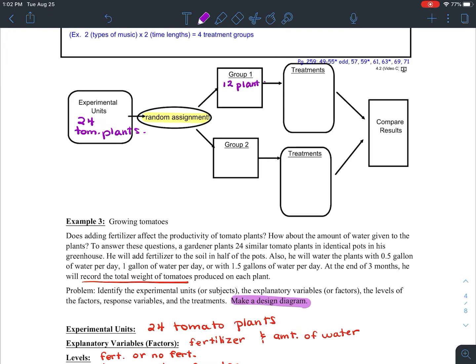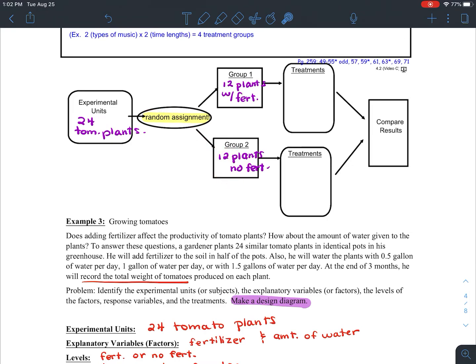Okay, one of the two groups. So one group of 12 plants will receive fertilizer. That'll be the group that'll get fertilizer. And then the other group of 12 plants, they will get no fertilizer.